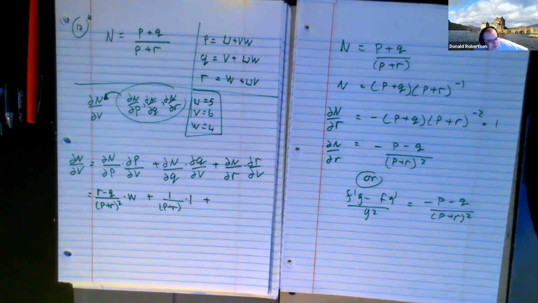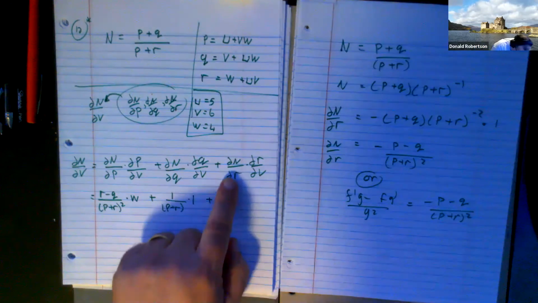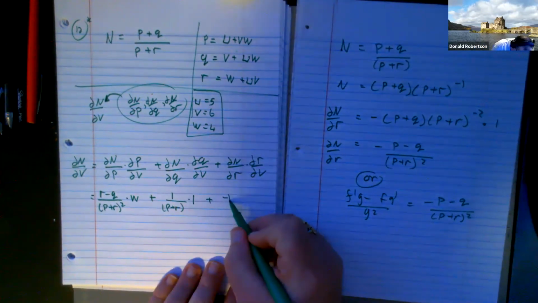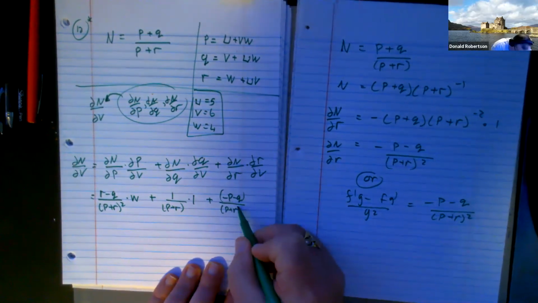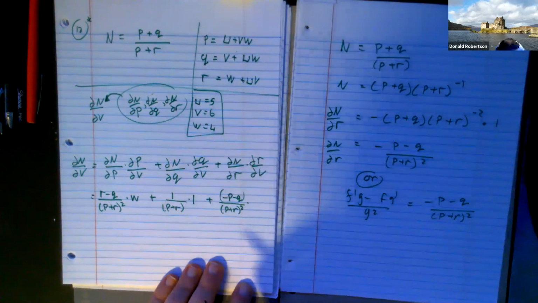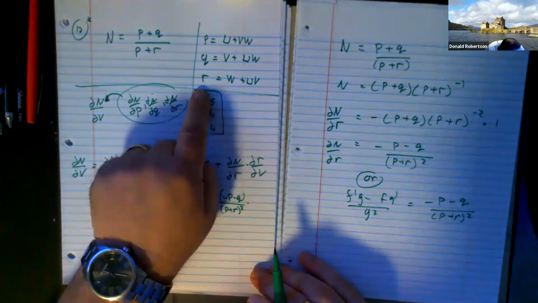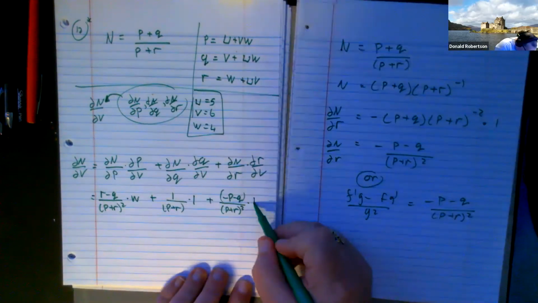So I'm just trying to show you, sometimes there can be more than one way to skin a cat, right? You might choose to do a quotient rule for all 3, and the quotient rule will work. Or you might see some shortcuts and decide to go that road. So this fella here is negative P minus Q over P plus R squared. And dR by dV is this fella, so it's times a U.